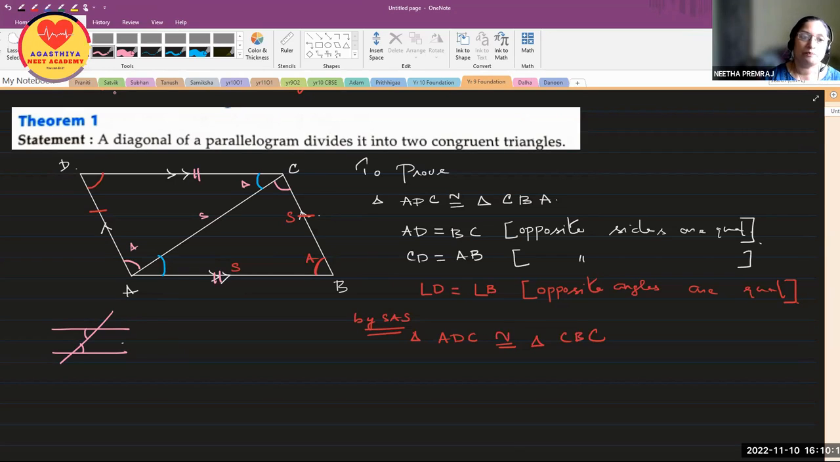So எப்படி சொல்லலாம்? இந்த ஆங்கிளும் equal. Why? The reason is alternate angles. அதே மாதிரி இதுவும் equal. These two angles are equal. The reason is they are alternate, and AC is common. So by ASA they are congruent. The triangles are congruent. இன்னொரு மெத்தட்லயே ப்ரூவ் பண்ணலாம்.